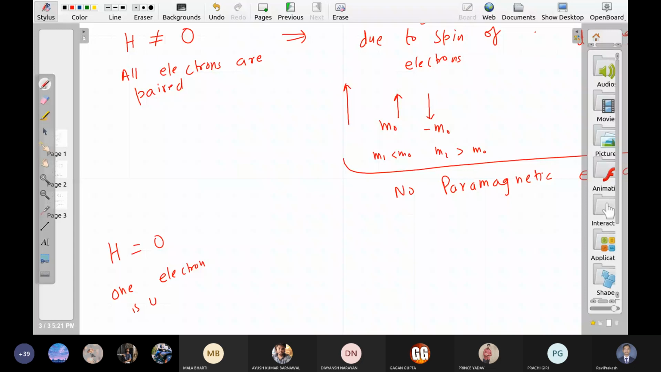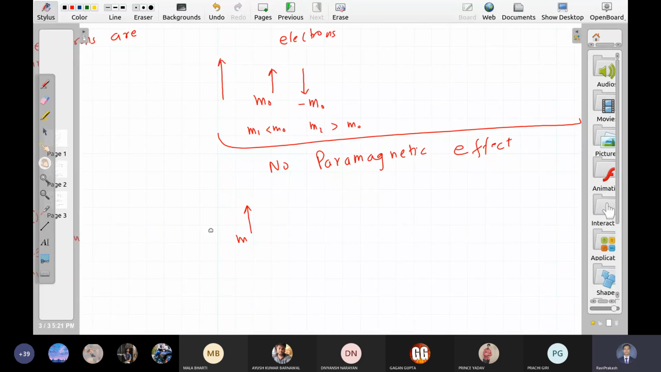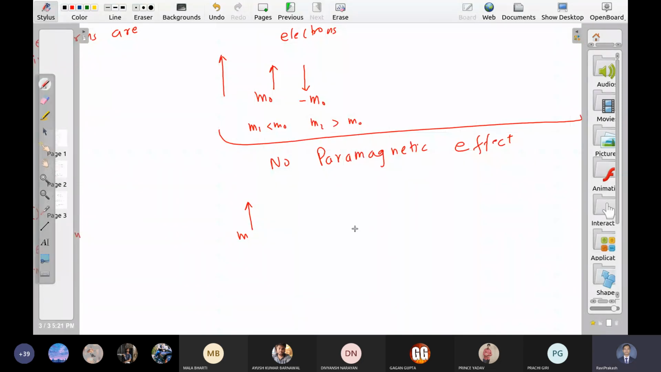So if we have only one atom, we will have one electron which is unpaired, and this is the net magnetic moment of that atom. Because all other moments are just cancelling each other. If we have many atoms, we have many magnetic moments. One atom will be pointing up, some other atom will be pointing like this, some atoms will point like this, some will point like this.